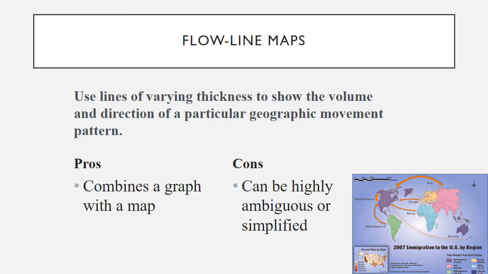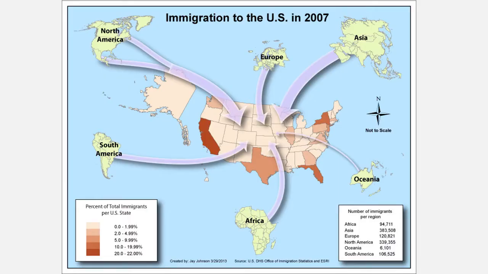Flowline maps are the last kind of thematic map we're going to look at, and these maps use lines of varying thicknesses to show the volume or the amount, and the general sort of direction, might not be the right word, but the movement of a particular phenomenon, all right? So the one that you'll see a lot is something like this, which is the example I had on the previous slide as well. You might show migrations with a flowline map or the movement of goods, like through trade.